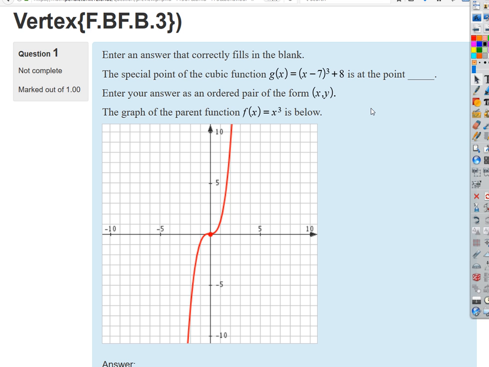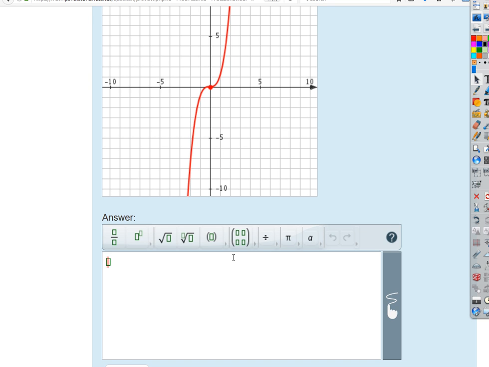So where's home base going to be here? Where's that special point going to be? 7, 8. 7, 8, everybody agree? Because 7 is the number being subtracted from x, and 8 is the number being added to the function, right? So we would just go down here and go 7, 8.